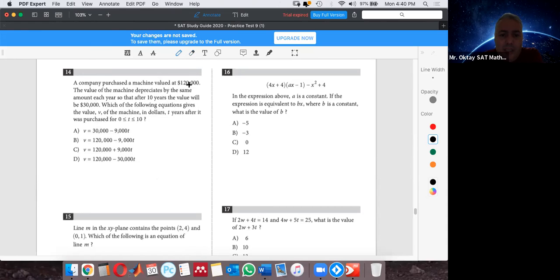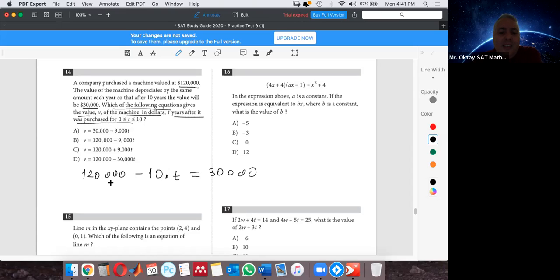A company purchases a machine valued at this amount. The value of the machine depreciates by the same amount each year, so that after 10 years, the value will be 30,000. Okay, I can say that 120,000 minus 10 times the amount, which I don't know, let's say T, is equal to this amount. And then what is the question? Which of the following equations gives the value V, in dollars, T years after it was purchased?